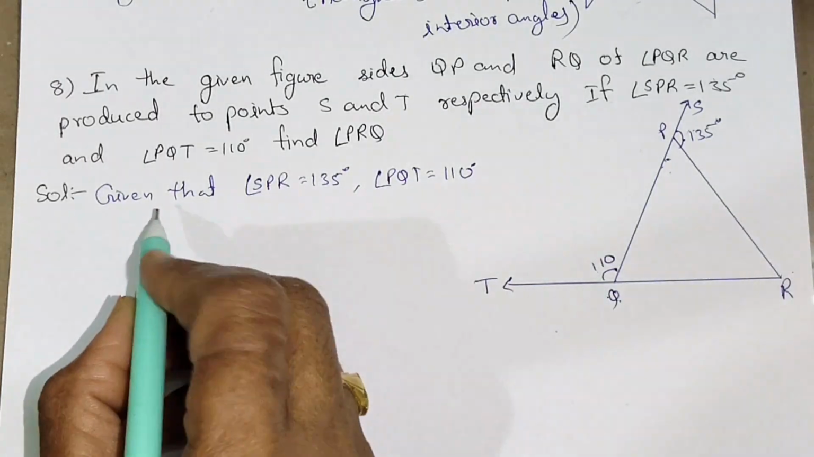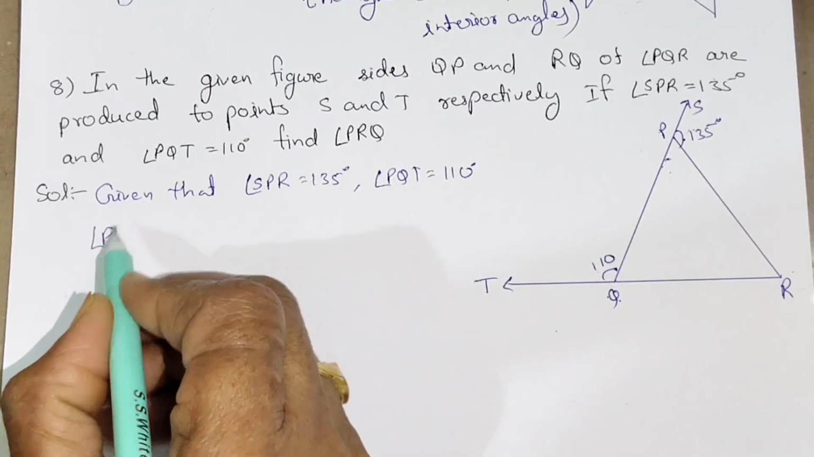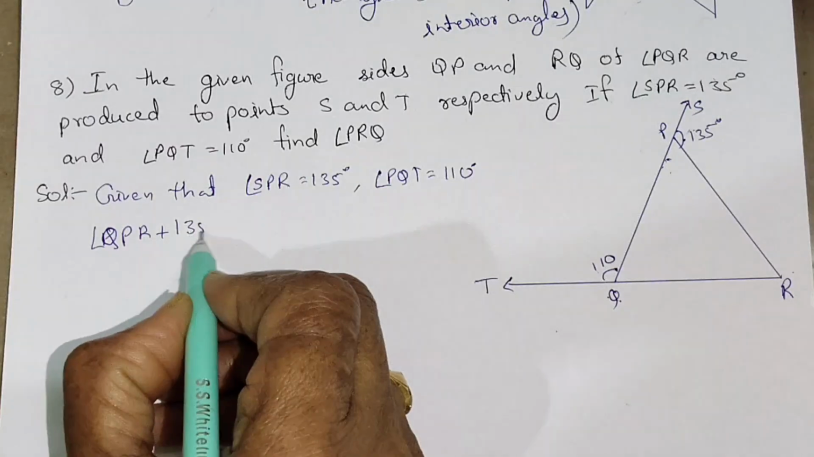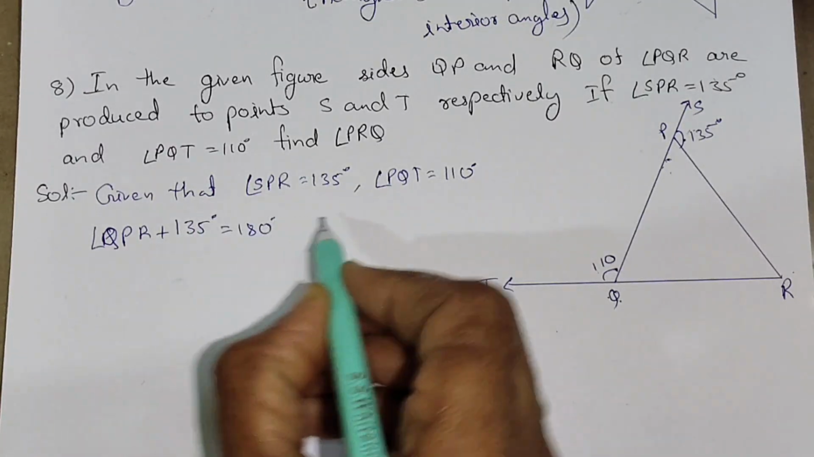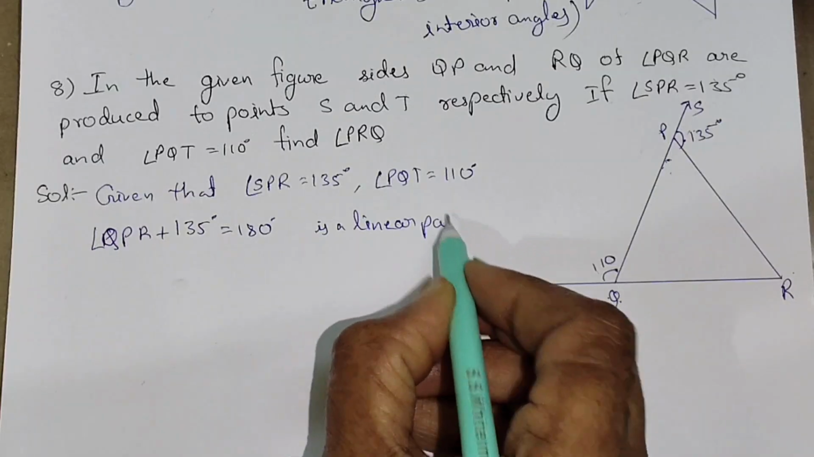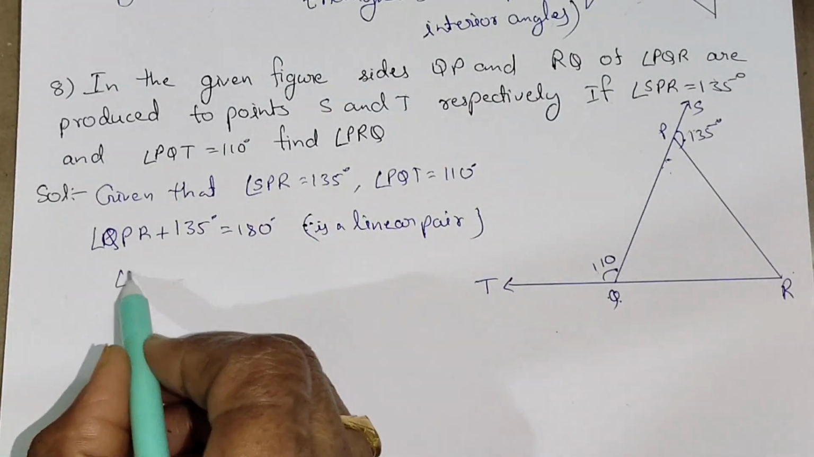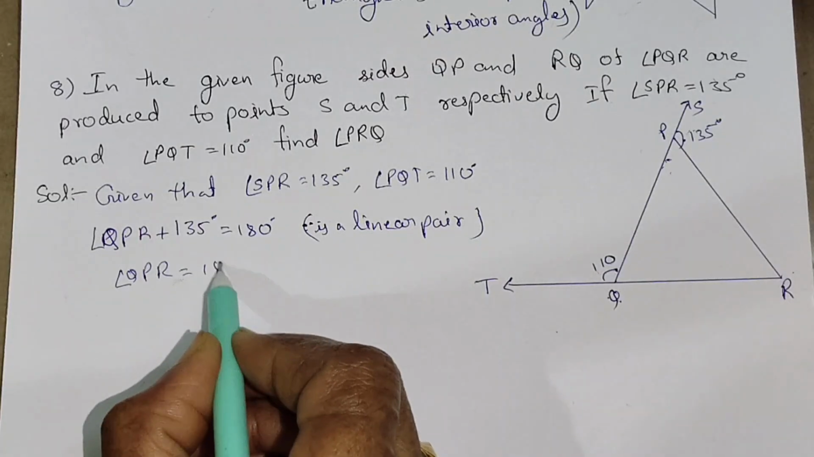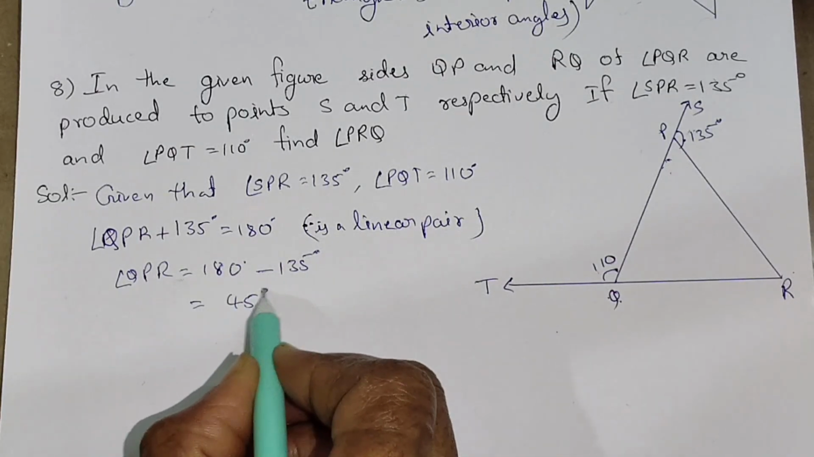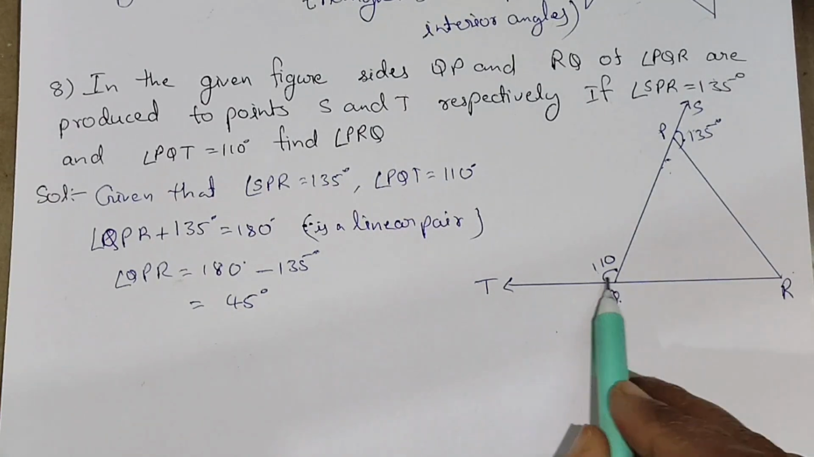So first we write angle QPR plus 135 is equal to 180, since it is a linear pair of angles. Angle QPR is equal to 180 minus 135, which is 45 degrees. Now this is also the same: these two are a linear pair.